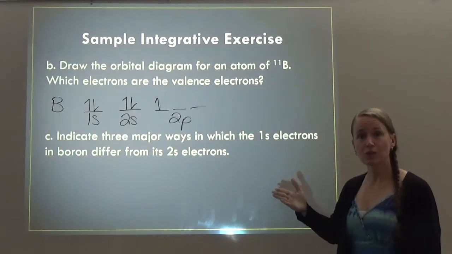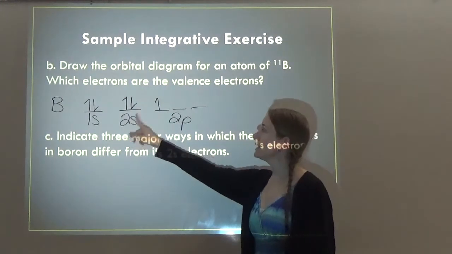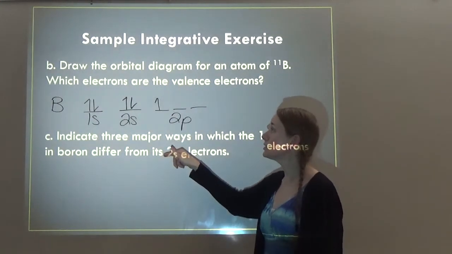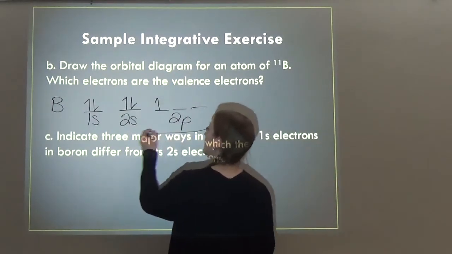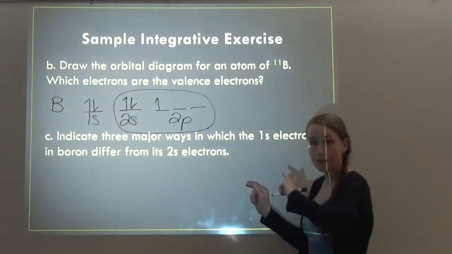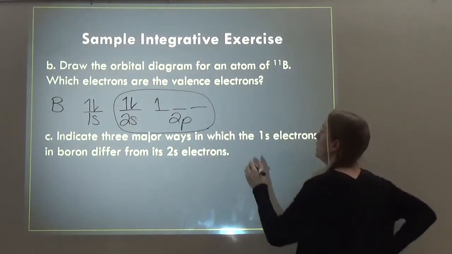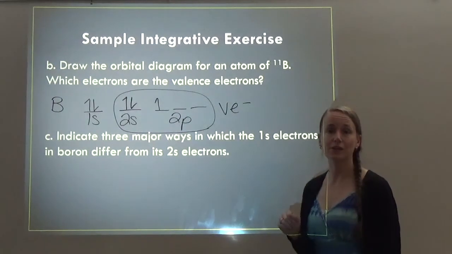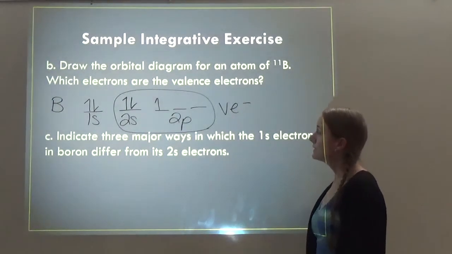The valence electrons are the electrons in the highest energy level, not sublevel. So it's not just the 2p, it's the 2s and the 2p, because they both are in the second energy level, and that's the highest in this one. Those are your valence electrons. So the 2s and that electron in the 2p are your valence electrons.